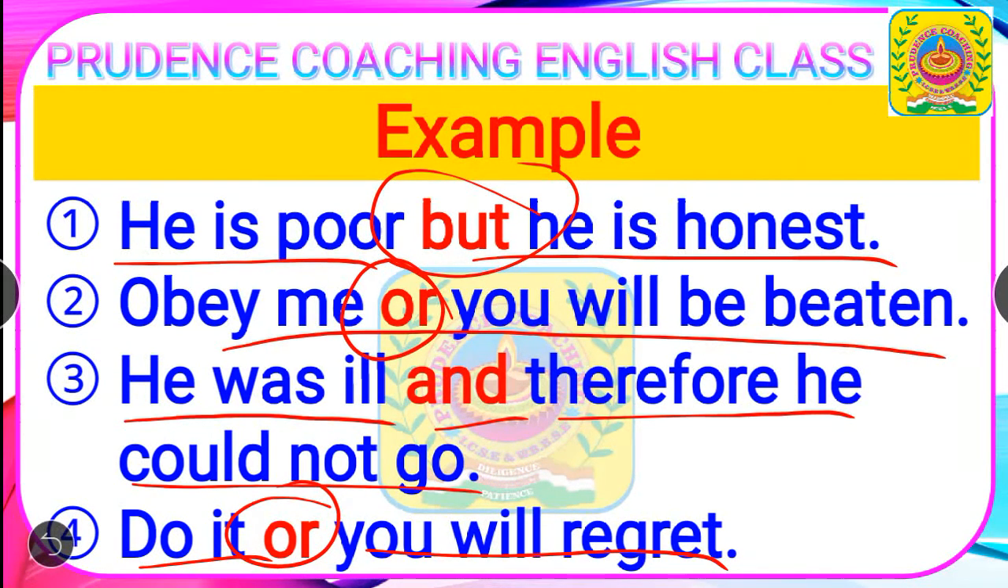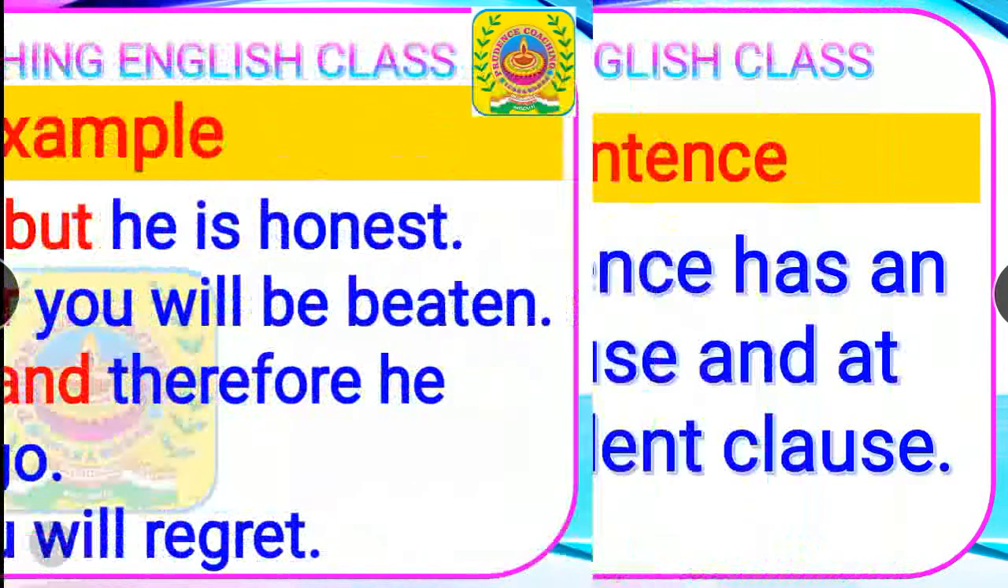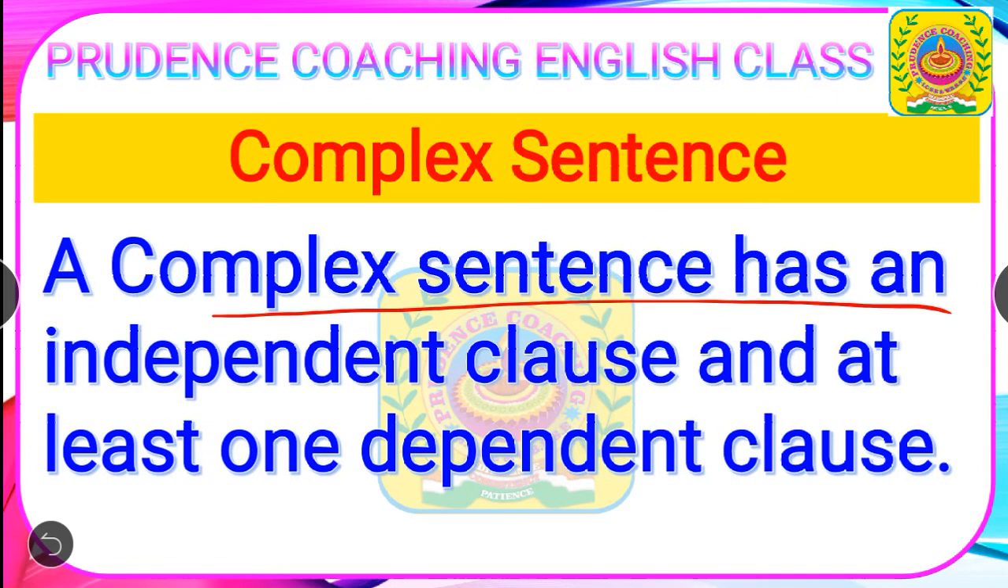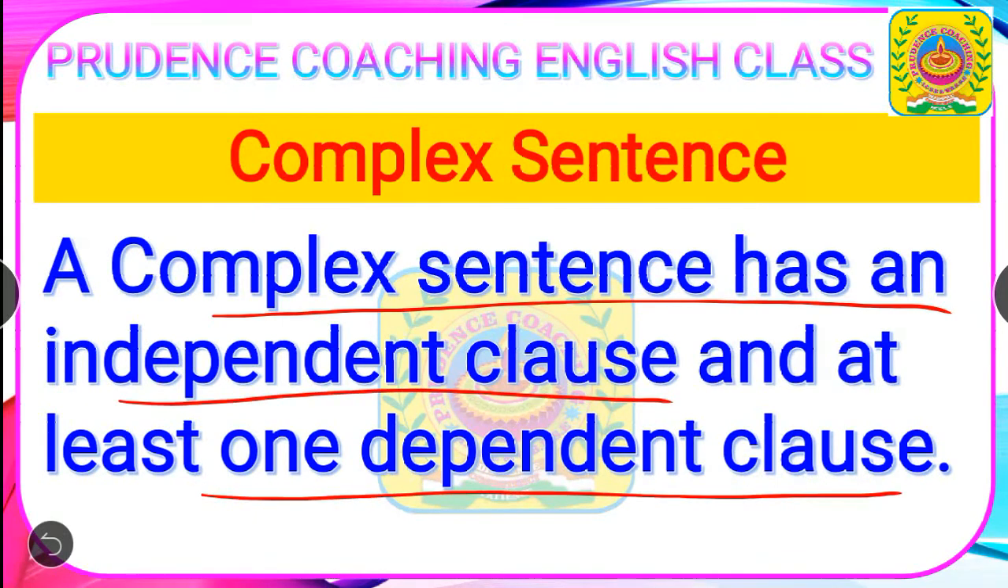So you can see, students, in all these sentences, the first part, here "he is poor", and the last part, "he is honest", both of them are independent clauses and they are joined by a conjunction. So they are compound sentences. Now the last one is the complex sentence. A complex sentence has an independent clause and at least one dependent clause. That means, students, in a complex sentence there must be an independent clause, but it is followed by a dependent clause. At least one dependent clause must be there in a complex sentence.